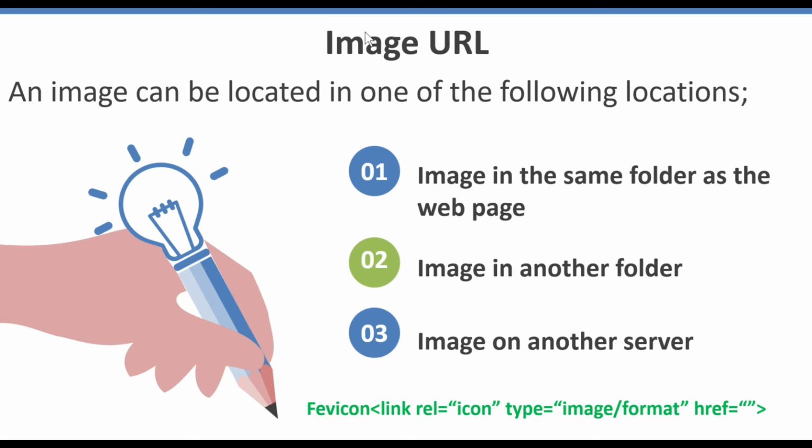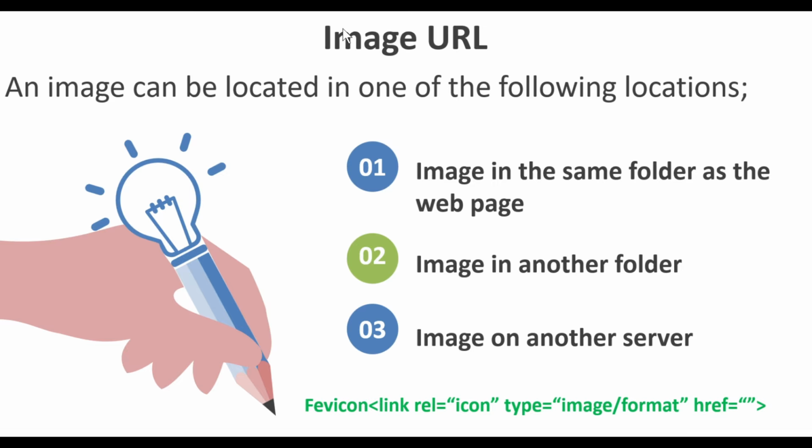Second, image in another folder. An image can be in another folder and you call it by showing the location of the image and the name of the image, name dot extension, which can be PNG, JPG, and so on. When you are hosting a website, you can save the image on the server. These are the three ways an image can be located.